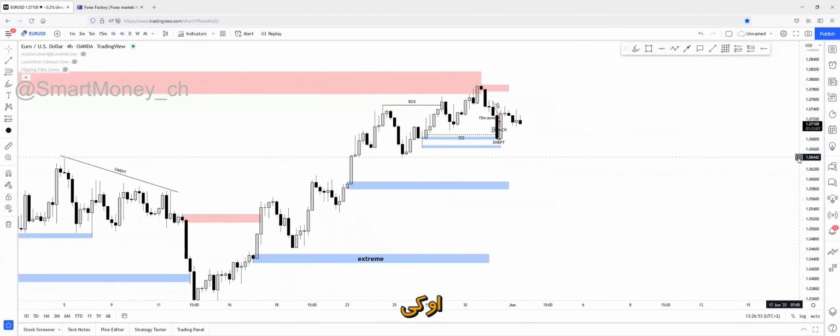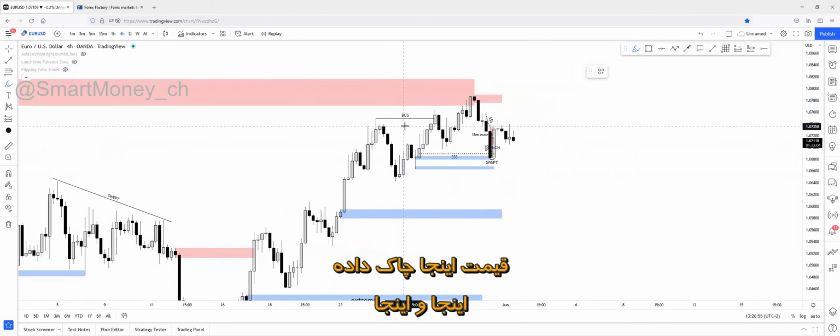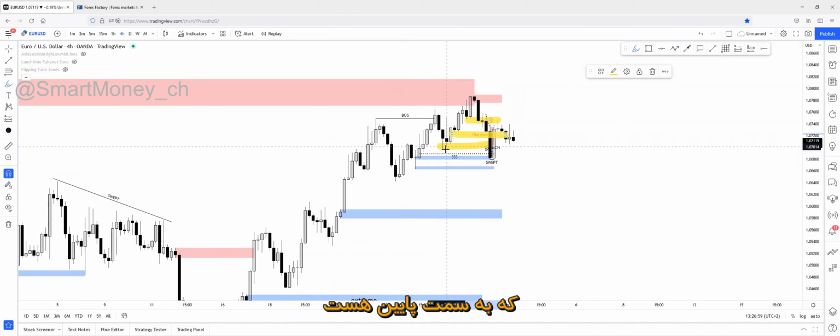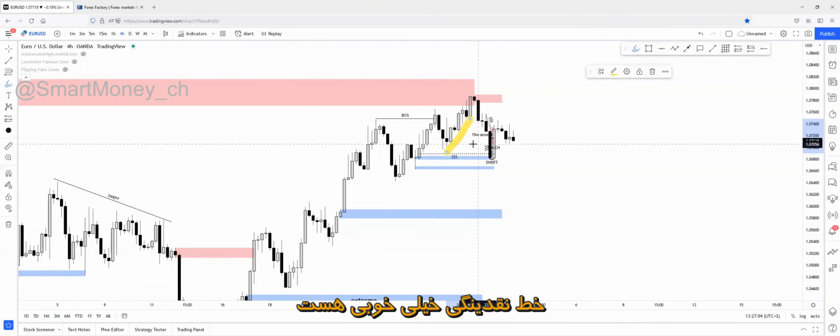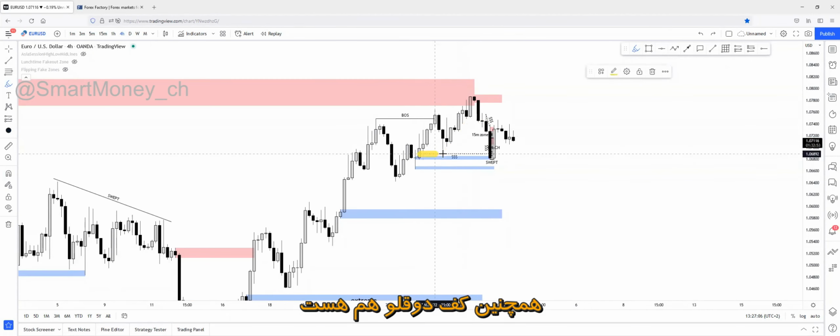Okay. After this, what can we see? We can see that prices change character here, here, and here to the downside, right? But this could be also a liquidity sweep, because this on the 15-minute chart is a perfect liquidity line, and on the 15-minute chart there was a perfect liquidity double bottoms also.